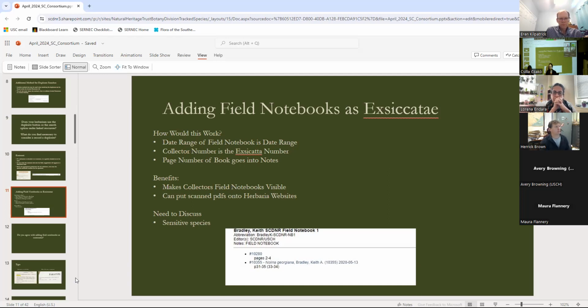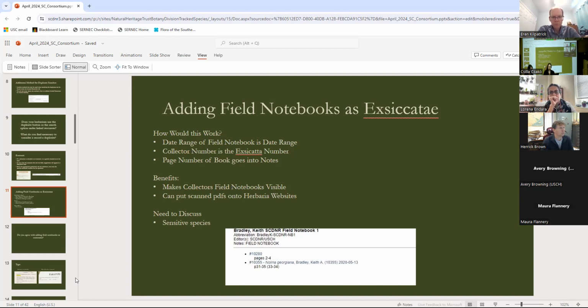The idea long-term is to post on the herbarium website, or, for Keith's field notebook, host the PDF scan of his notebook on the SCH Heritage Trust portal, and then link it so that somebody could go back and look at the original. The benefit is that it makes the collector's field notebooks visible. For certain sensitive, rare and tracked species, I have found more data in field notebooks. If it's not just sitting on a shelf in a herbarium and people can actually look at it, they can find out more information.